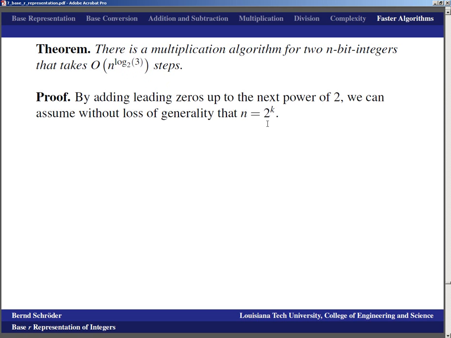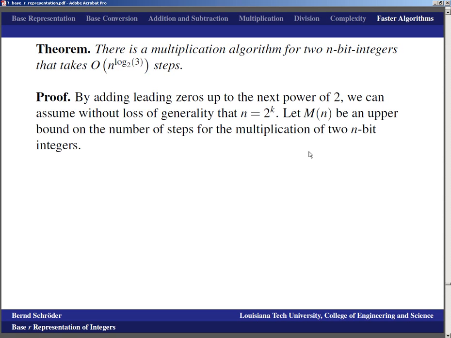And because typically that happens anyway, because when a computer works with a 64-bit number, if that number sits in the lowest three bits, the other leading bits are still leading zeros and the operations are being carried out anyway. So filling up with leading zeros is not a problem here, it's actually quite realistic. Then let m of n be an upper bound on the number of steps for the multiplication of 2 n-bit integers, right? That's that mysterious m of n that we had before.